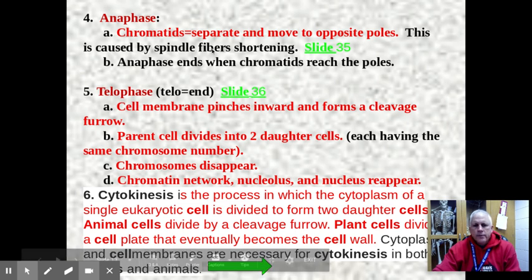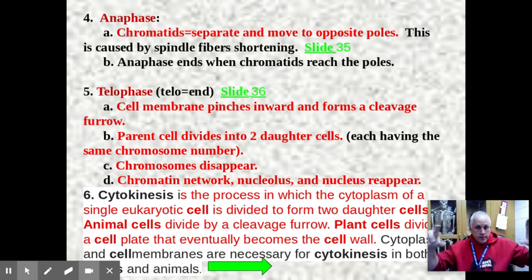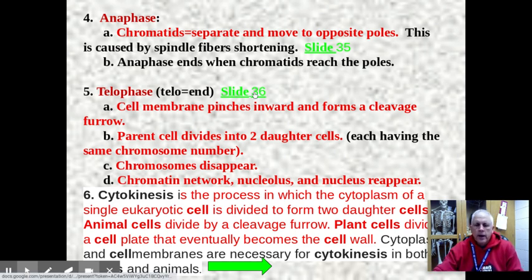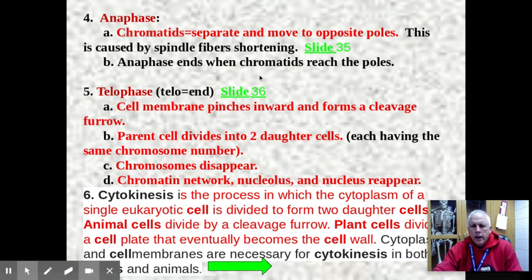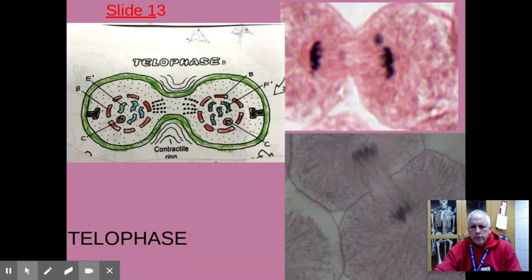Once those chromatids get all the way across to the poles, now I can divide the cell. Telophase means the end, another great name. The cell is going to pinch inward in an animal cell. In a plant cell, we have a cell plate that comes down, and we are going to divide that cell into 2 daughter cells, but they have the same information. They have the same chromosome number. You can see this happening in these 2 slides. Now my mitosis is complete.